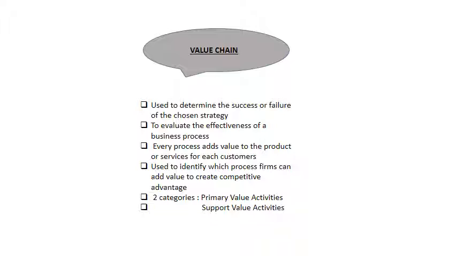Lastly is value chain. Value chain is used to determine the success or failure of the chosen strategy. It is also to evaluate the effectiveness of a business process. According to the value chain, every process adds value to the product or services for each customer. It is used to identify which process firms can add value to create competitive advantage. And there are also 2 categories of the value chain. First is primary value activities and second support value activities.